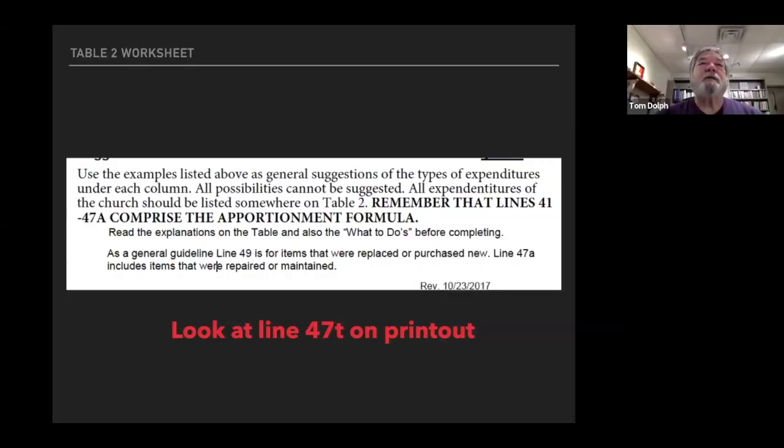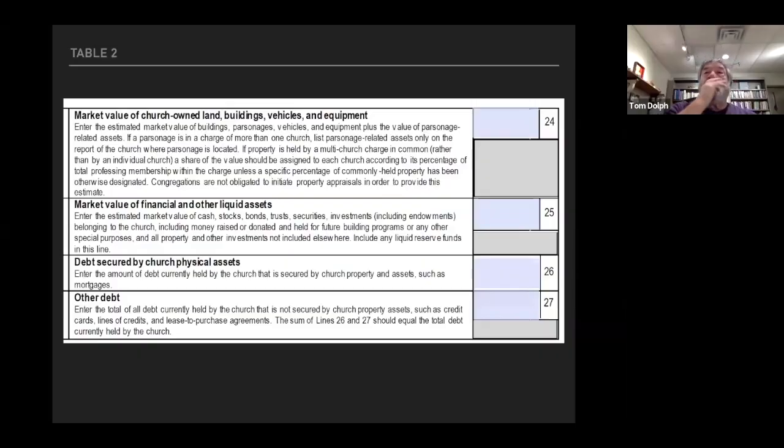Okay, so that's the worksheet. So we are looking now at the actual table 2. I didn't give you the picture of the whole table, but what you're looking at is the top portion of table 2. So line 24 is the market value of your property. Anything tangible, anything physical, your property, your buildings, your vans, anything like that, computers, whatever.